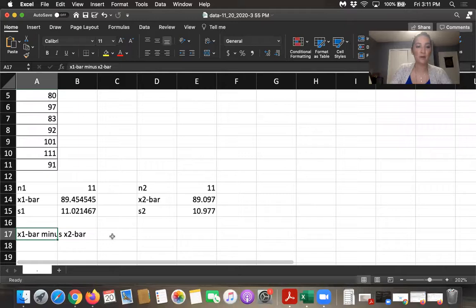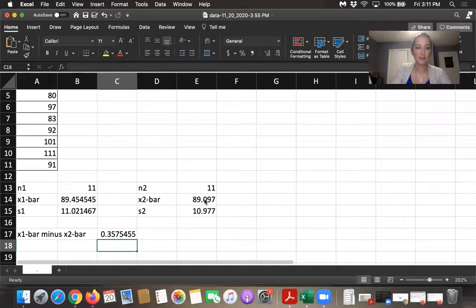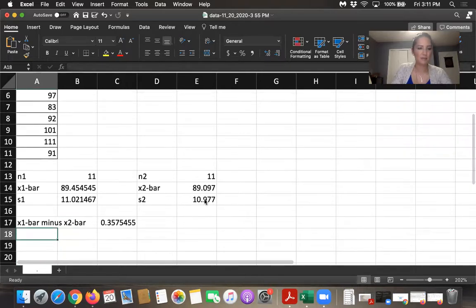Okay, so we want X sub 1 bar minus X sub 2 bar, and here's X sub 1 bar. We're subtracting X sub 2 bar. So we get about 0.36. So there's not much of a difference, not even a full IQ point between the two groups. Okay. And then we need A and B.